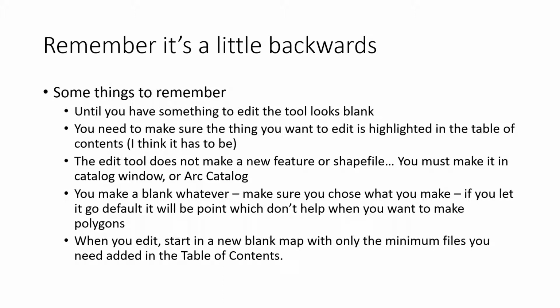Also, Mary Beth Price points out that when you edit, it's best to do this in a brand new blank map with only the minimum files you need added in the table of contents. So if you have, for example, a raster data set that you want to draw polygons around some of the shapes that you see in the rasters, you only need 2 files. The one you're editing, the new blank polygon file, or feature class file, depending if you're making a geodatabase or however you're doing it, and the raster that you're going to use as a backdrop to draw your features in.